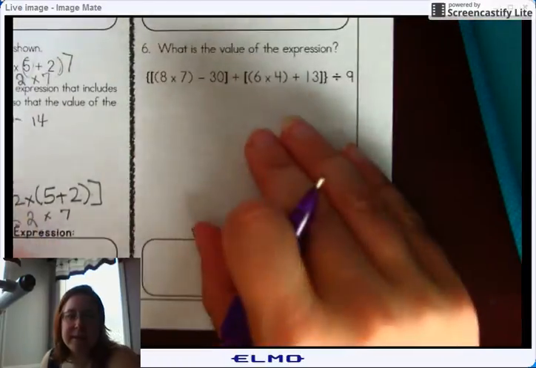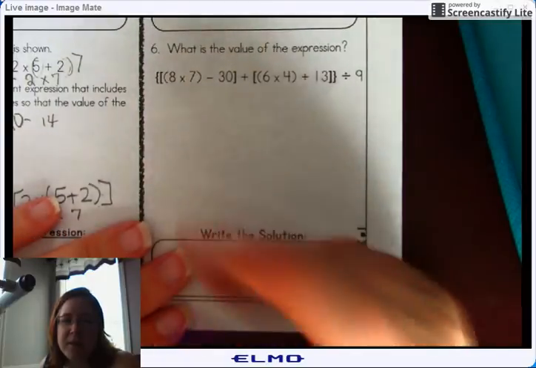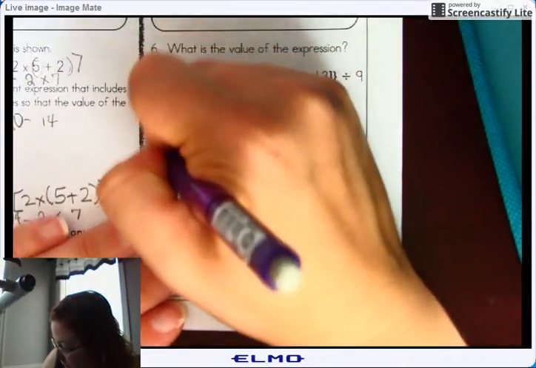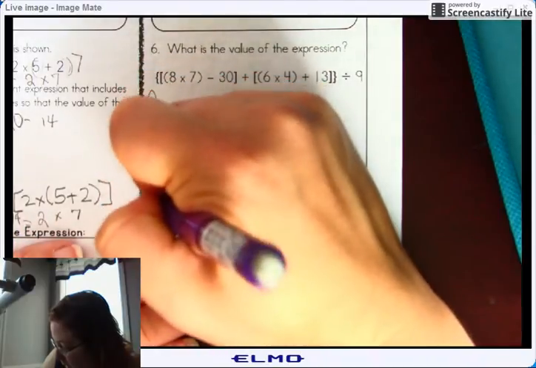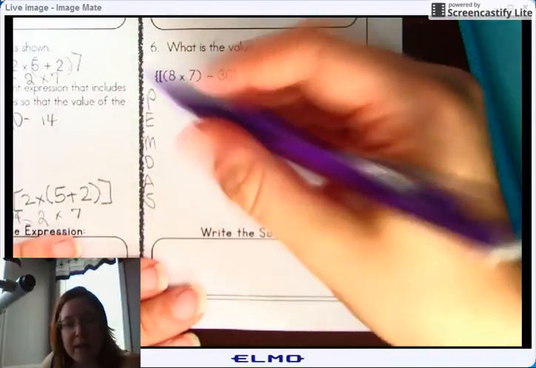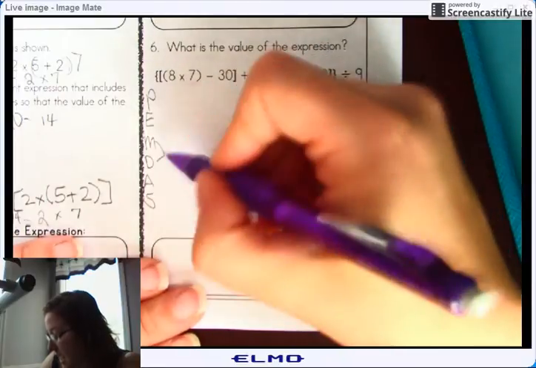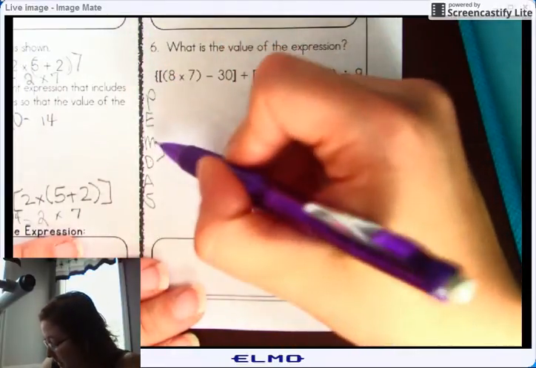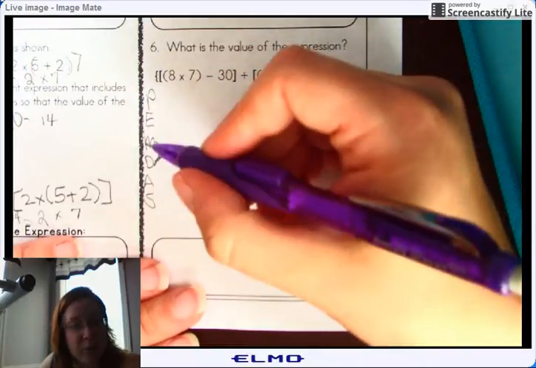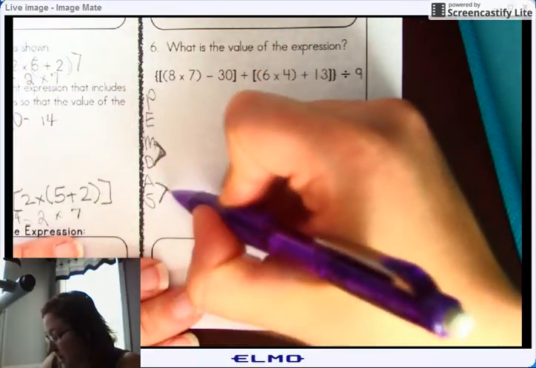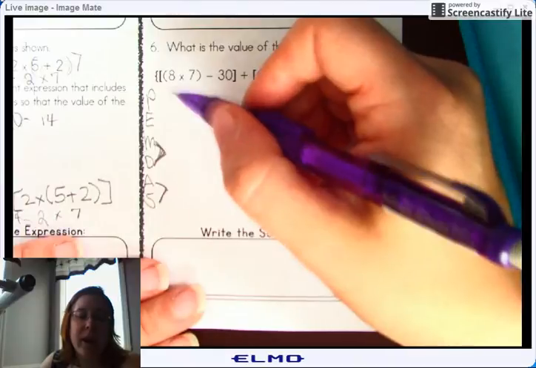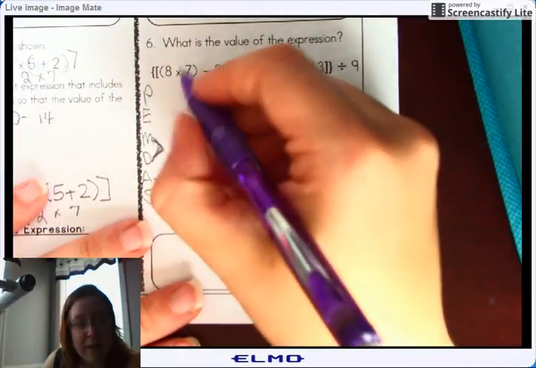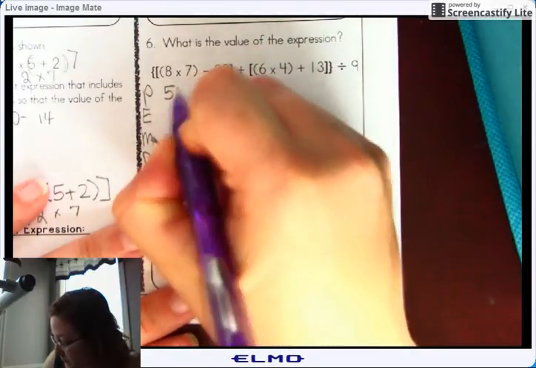Okay, question number 6. What is the value of the expression? Right here we have more brackets and braces, so I'm going to write the word PEMDAS here. Now in the case of PEMDAS, for multiplication and division, if division comes before multiplication, that's fine. But these two are held together because they're reciprocals of one another, and these two are held together because they're reciprocals of one another. So I'm going to start over here, 8 times 7, which is 56.